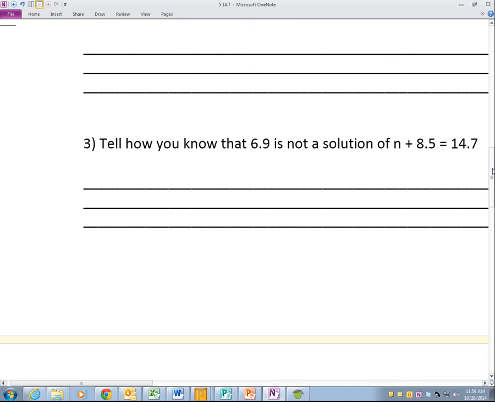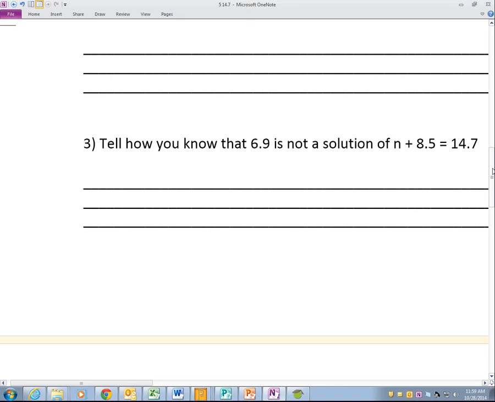You plugged in the variable, and if it doesn't equal 14.7, it's wrong. Good. Will. Because after subtracting 8.5 from 14.7, which is needed for this problem, I got 6.2, which is not 6.9. Good. So 6.2 is not equal to 6.9.